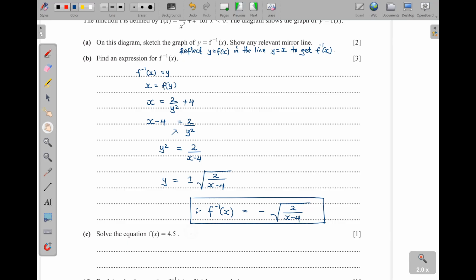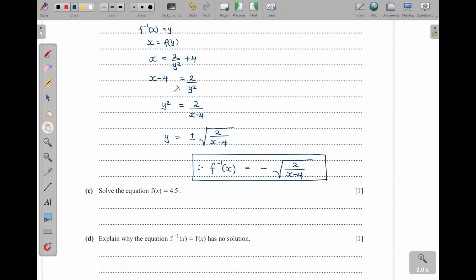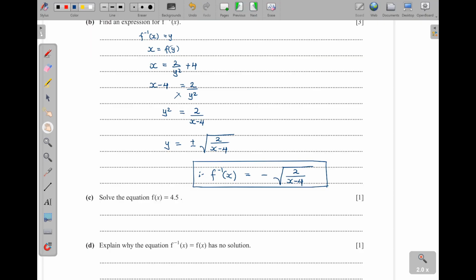Then part C, solve the equation f of x is equal to 4.5. So what is our f of x? Our f of x is 2 over x squared plus 4, which is equal to 4.5. Now we make x the subject of the formula. Take this one this side, it will be a minus. So you get 4.5 minus 4, which gives us 0.5.